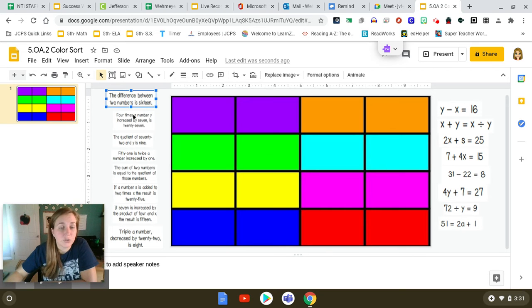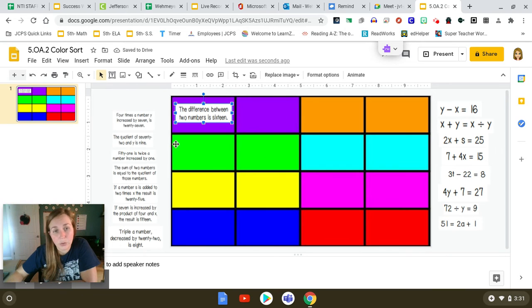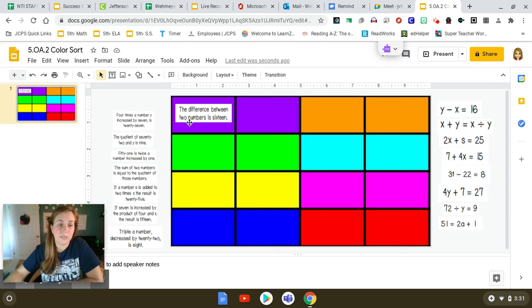So the difference between two numbers is 16. So that's the one I'm solving for. I'm moving that into my purple box, and then whatever answer I come with is going to also be in my purple box. So the difference between two numbers is 16. Well, I know that the word difference means that I'm subtracting. And then between two numbers is implying that I don't necessarily know the numbers, and an unknown number in math is called a variable. So I'm finding the difference between two variables, and the answer is going to be 16.